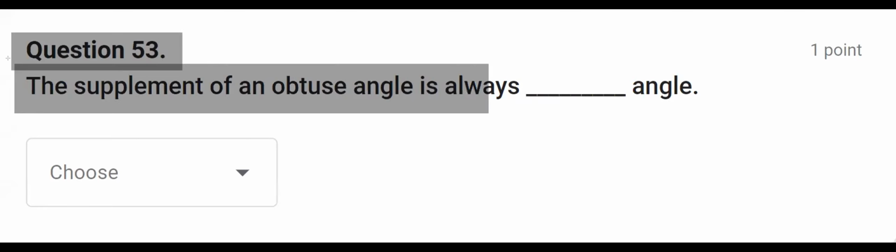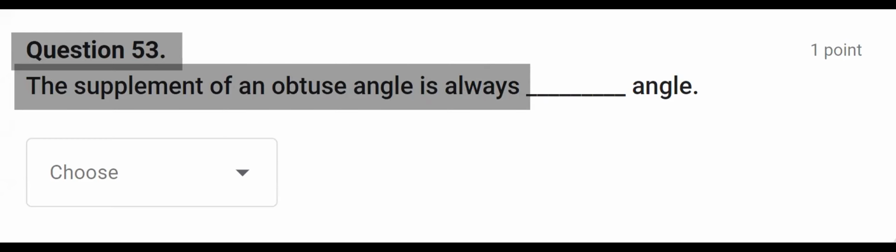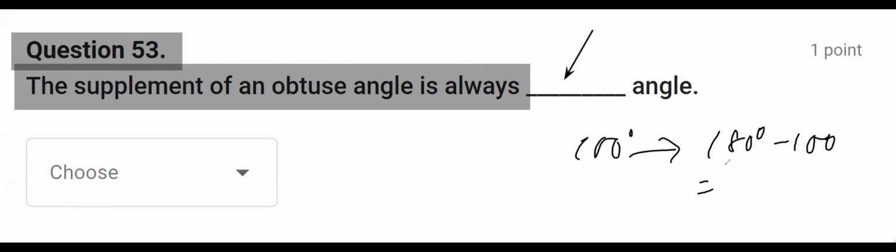Similar question here in 53, they're asking for the supplement of an obtuse angle. The supplement of an obtuse angle is always an acute angle. For example, if I take an obtuse angle of 100 degrees, its supplement is calculated by subtracting 100 from 180. So 180 minus 100 gives you 80 degrees, which is an acute angle. So we'll be writing acute here.